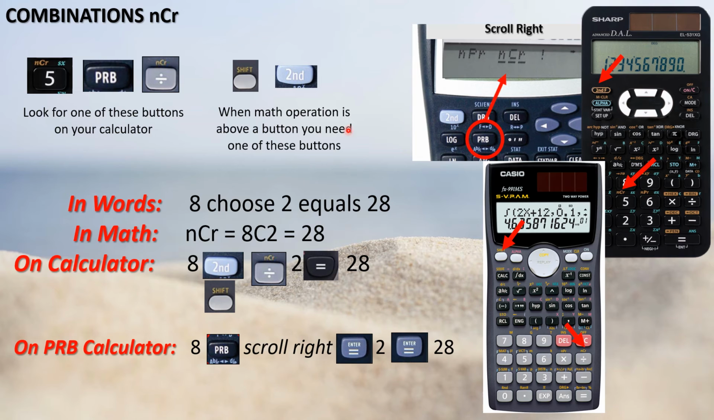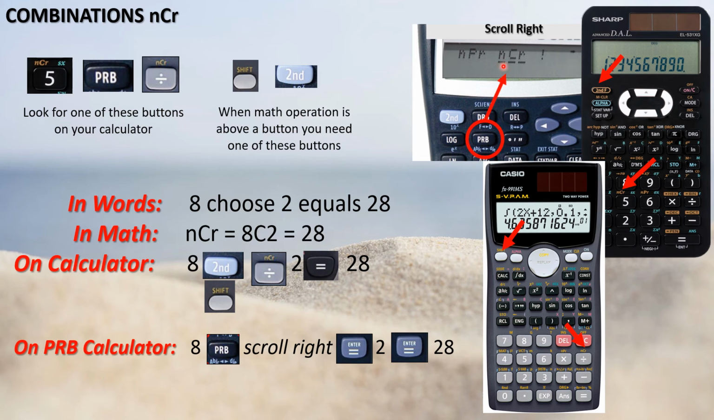Okay, so this slide here works for your NPR button. That's when you're finding the total number of combinations and order matters. Okay, and there's no repetition in NCR either. And this also works for your factorial button the same way.